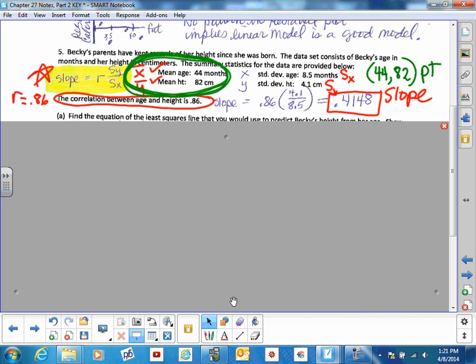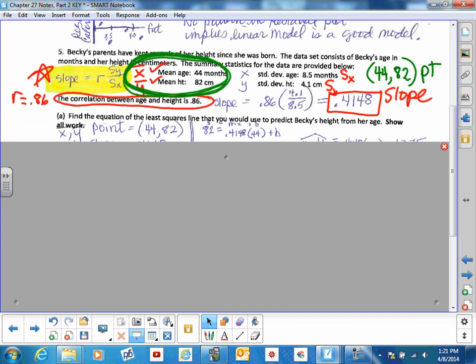So I've got a point, I've got a slope, and now you can use y equals mx plus b. Okay, do you remember that algebra skills? Plug in your mean of y for y. Plug in your slope. Plug in your mean of x. And b is the only thing missing, which is the y-intercept. So you algebraically solve, and you get what the value for the y-intercept is.